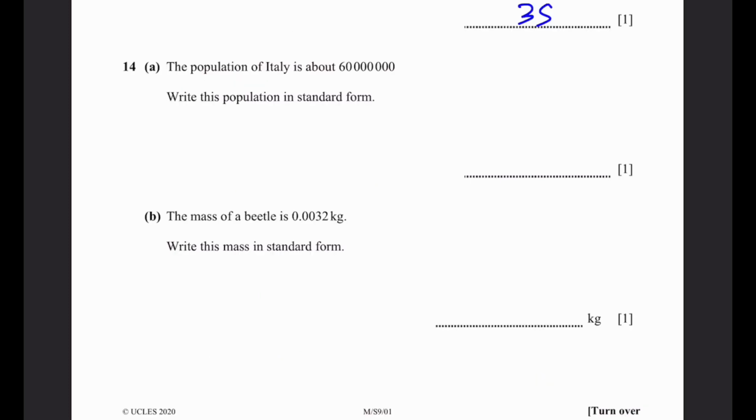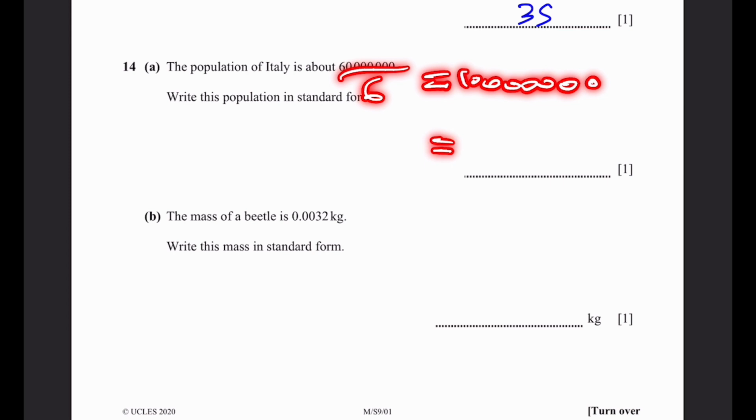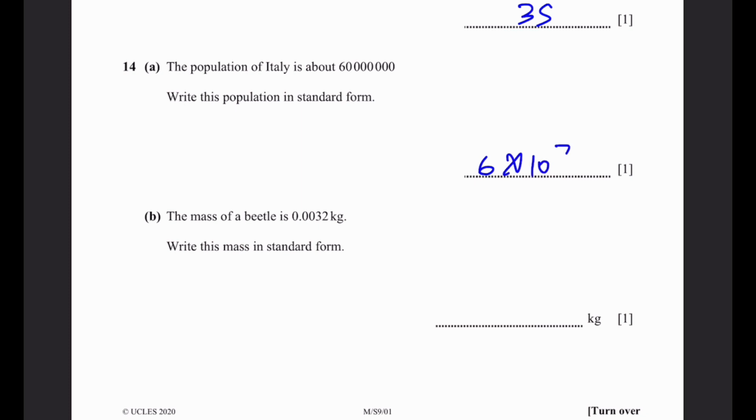Question 14. A. The population of Italy is about 60 million. Write this population in standard form. That'll be 10 million, because 60 million divided by 6 is just 10 million, and that'll be 1 times 10 to the power 7. So because there's 6 there, it's 6 times 10 to the power 7.